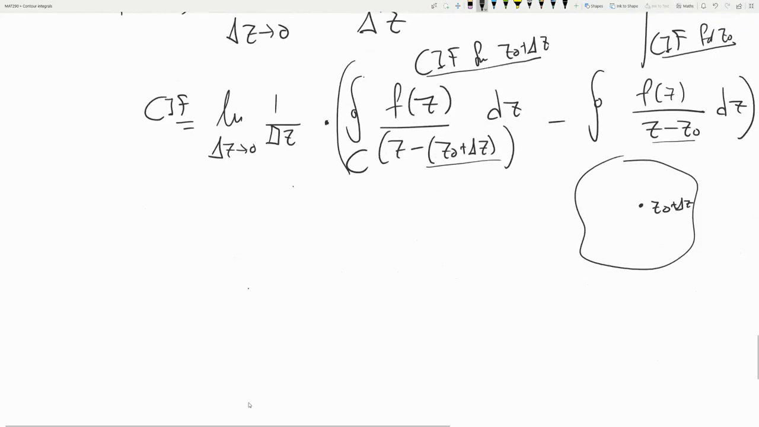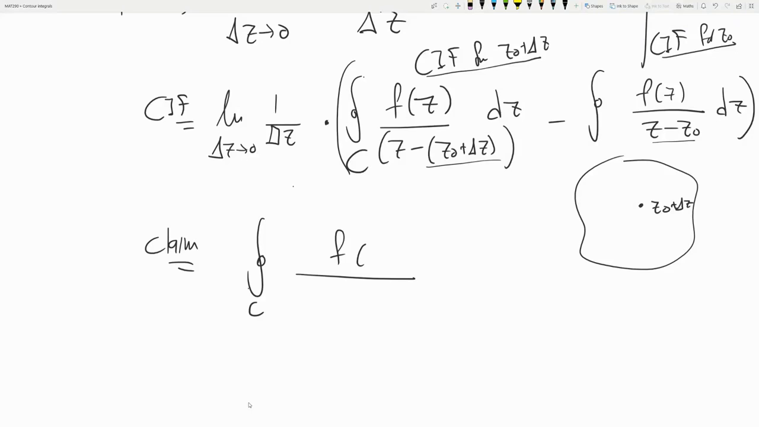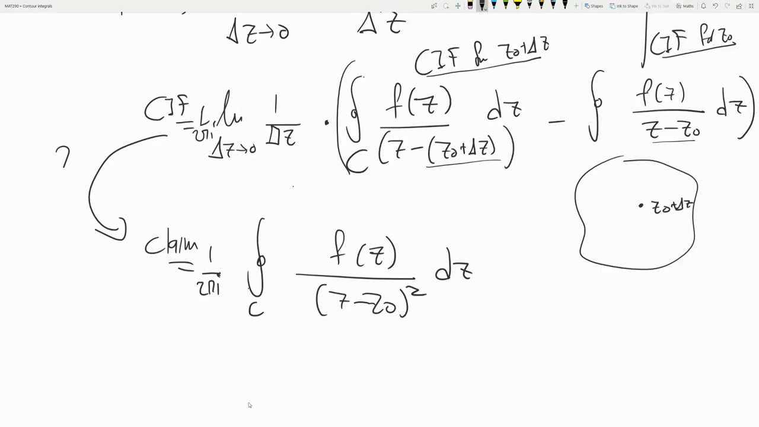Okay, so the goal is to write this claim. This guy is equal to f of z, with, okay, I forgot the 2 pi i, it will be z minus z naught squared. Okay, so that's the claim. So we have to go from here to here. Fine. Let's do this.